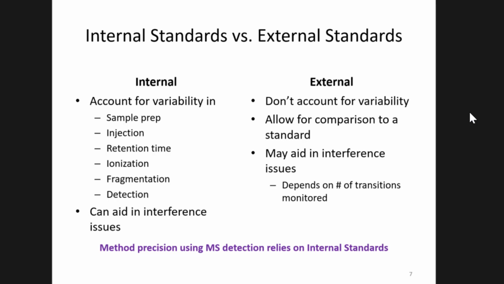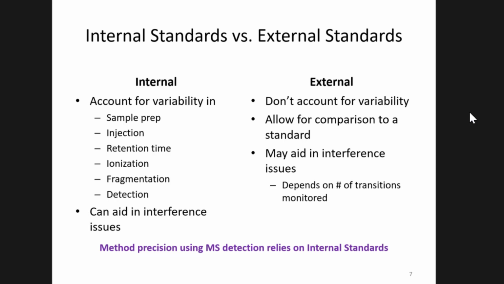As I'd mentioned before, internal standards account for variability from the moment you spike them in until the analyte's detected. And this can aid in interference issues in your samples. So if you're analyzing a lot of biological samples, they might have slightly different chemical backgrounds, different matrices. Some might have an interference in your analyte while others may not. And it's not easy to tell if you only look at one transition or if you only compare to an external standard. It's not always straightforward.